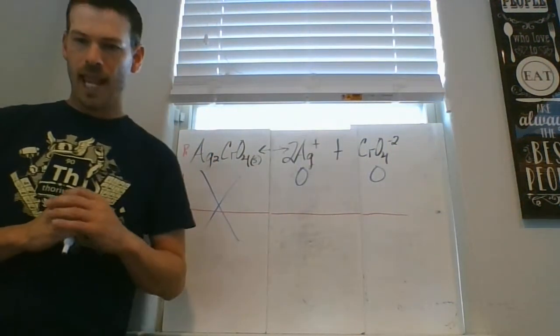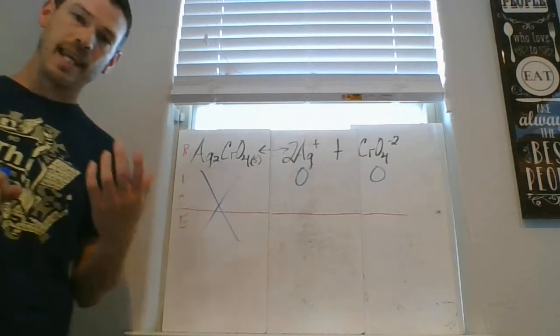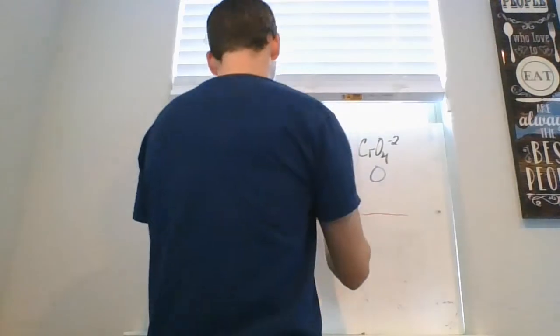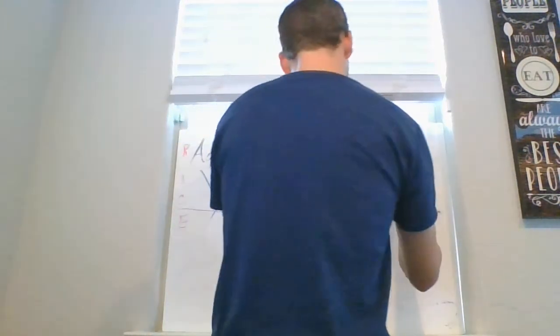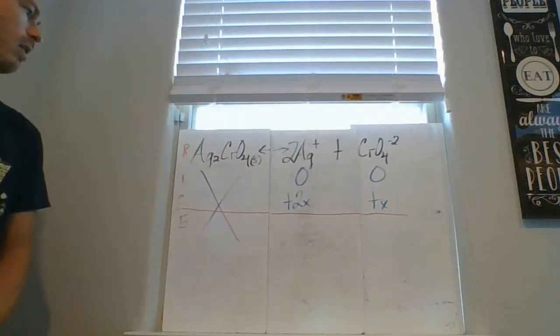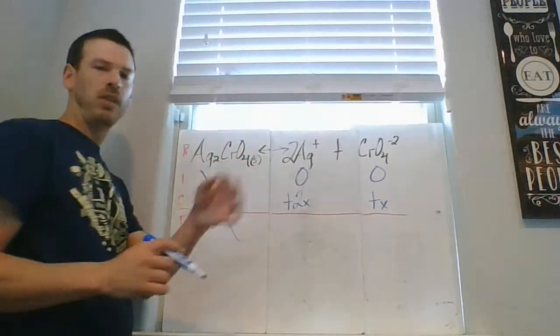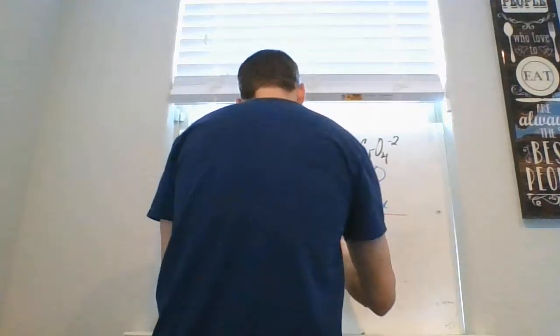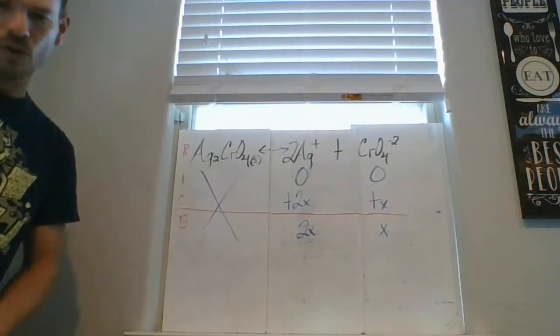All right. And then we can represent our change. Remember, the C row is going to take the coefficients into account. So this is going to be my plus 2x, and this will be plus x based off of those coefficients. By joining these together, remember I plus C equals E. So this is just going to be 2x and x. Nothing that we're having to think too hard about.